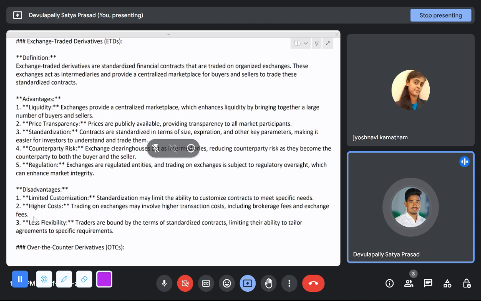Here I talked about liquidity and advantages in exchange traded. Can you tell me about what liquidity is all about and how it's related to exchange traded derivatives?